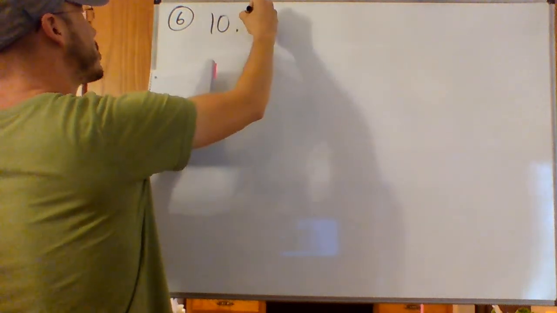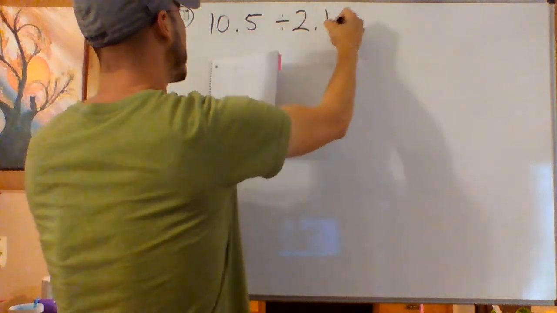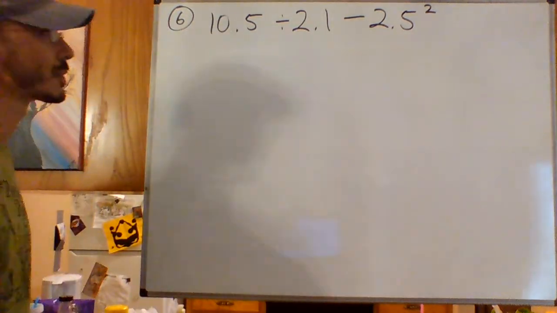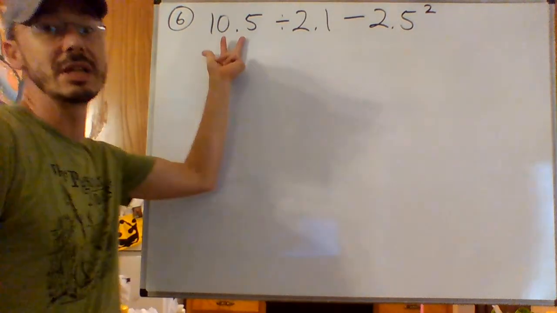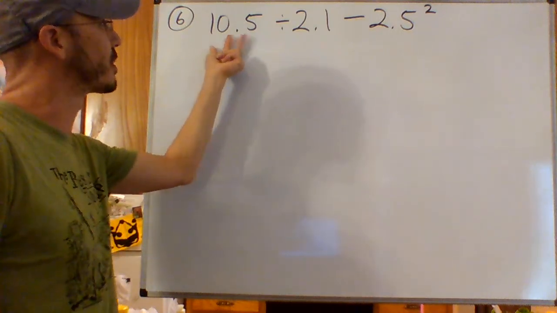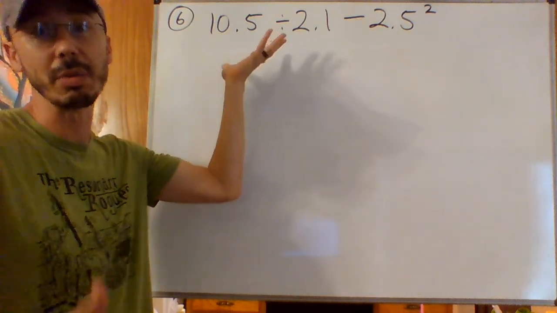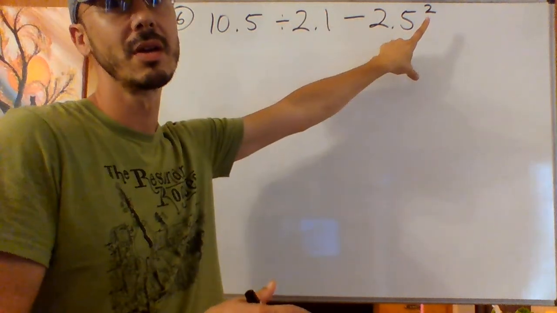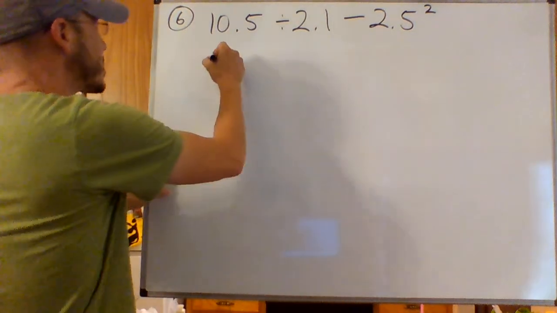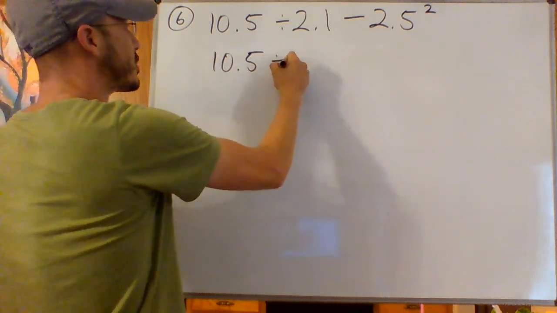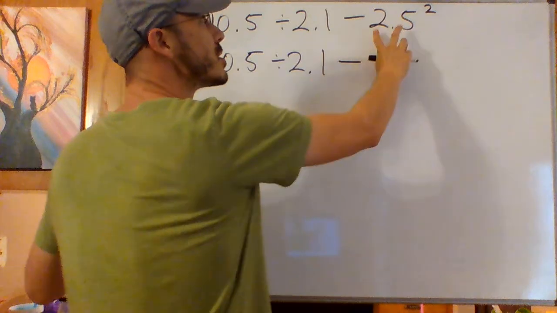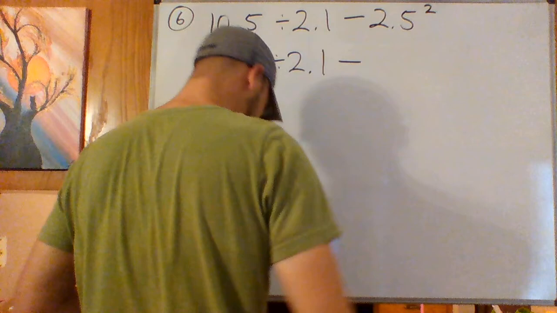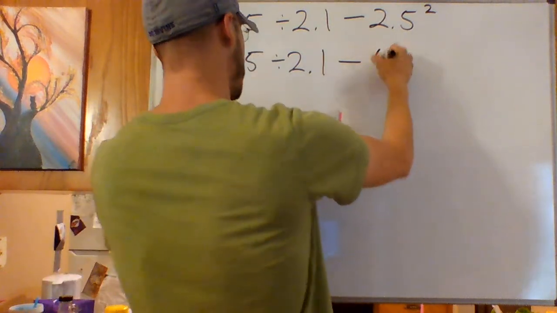gives me 10.5 divided by 2.1 minus 2.5 squared. So I've got a 3-digit number, kind of. There's 3 digits in this. If I'm going to do division, it's going to take a long time, probably. So I would use a calculator. The first step that I need to do here, though, is the exponent. So this is 10.5 divided by 2.1 minus 2.5 squared. 2.5 times 2.5, I did that on a calculator. I got 6.25.